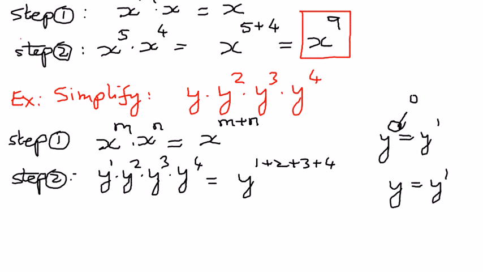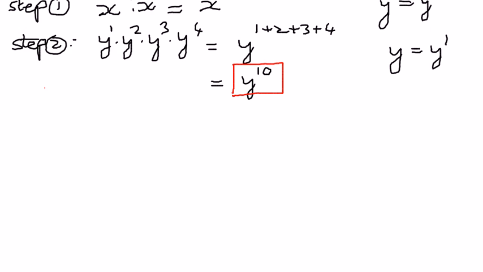Okay? So therefore, we're going to just simplify this expression. y to the power of 1 plus 2 is 3, 3 plus 3 is 6, 6 plus 4 is 10. So therefore, this expression, y times y to the power of 2 times y to the power of 3 times y to the power of 4, simplifies to y to the power of 10. Okay, good. So let us see if we can apply the laws of exponents to one more example. Let's take this example.